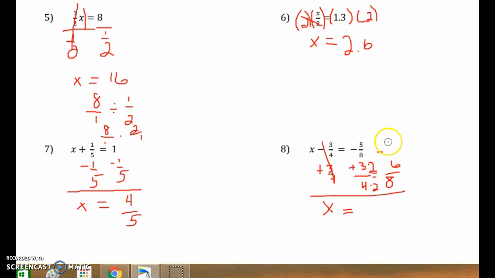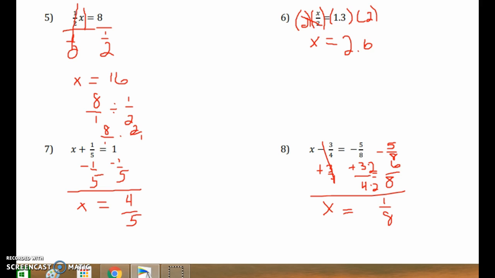Now this is negative 5/8. Oh, so wait a second, I have a negative and I have a positive. The signs are different. Find the difference. The difference between 5 and 6 is 1, so it's 1/8. What do I have more of? Do I have more positives or negatives? I have more positives. Our answer is 1/8.